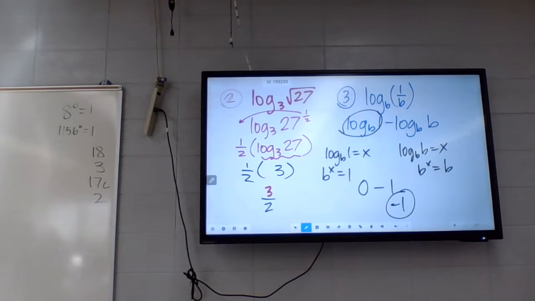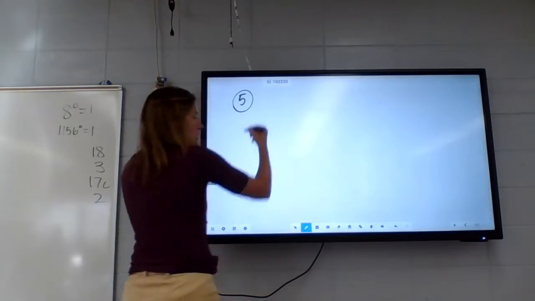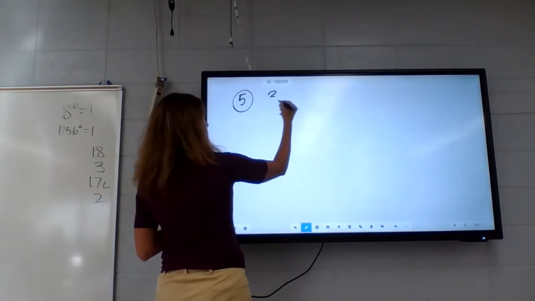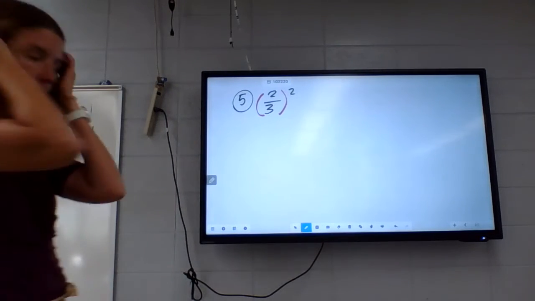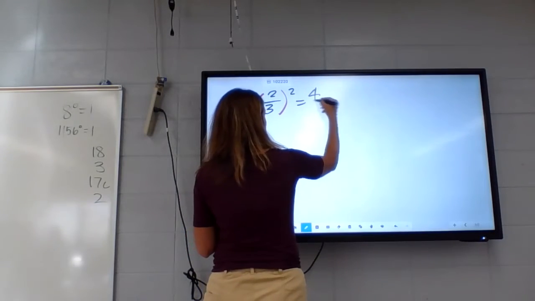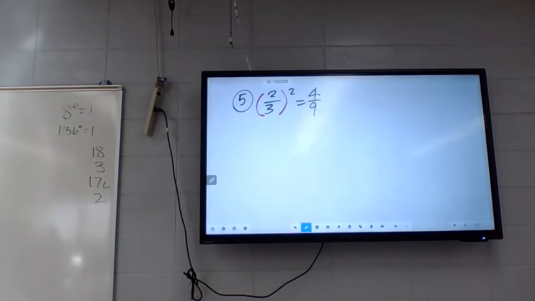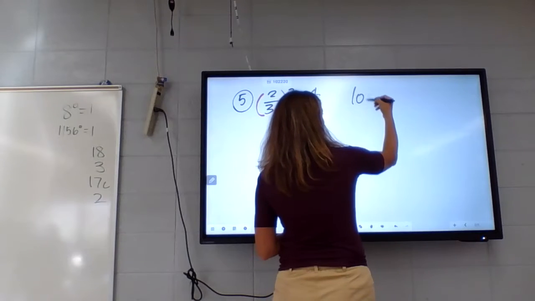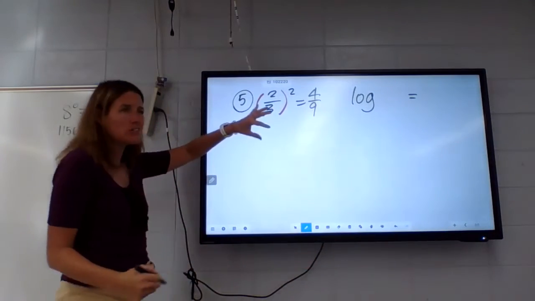Sure. Okay, so number 5 is trying to get used to the different notations we use, or the names we use. So it says (2/3) to the second is equal to 4/9. I believe they're just asking you to write this in log form. It says the logarithm base blank of blank is this. So again, it's getting used to writing log with a base and then what it equals. So it's just asking you to translate it back.